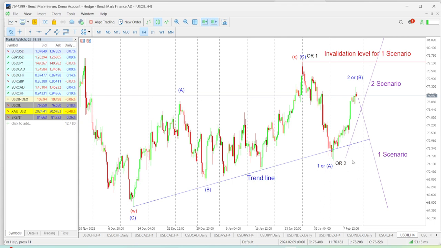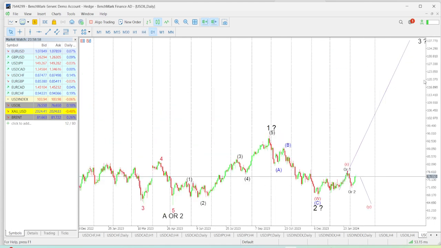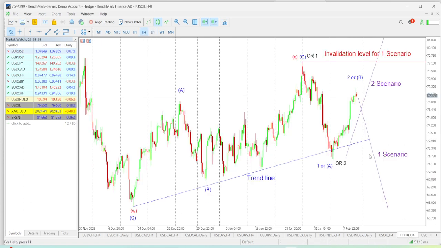The second scenario tells me that the price should continue going up to these levels here, if it happens, of course. If this is the first wave, second wave, third wave, we'll see. It will take time to be proved. For now, it's not very clear for me, but if the price break this level, it will continue going up.